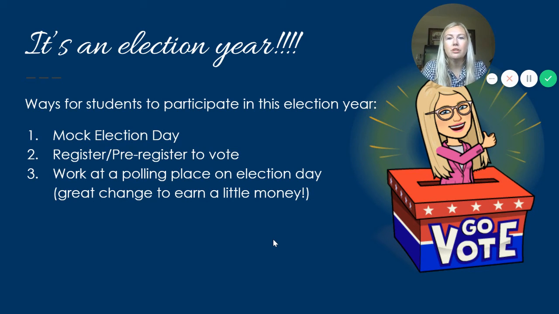Students can also register as well as pre-register. If they're 16 or older, they can pre-register to vote. So once they turn 18, it automatically kicks in. And there's also the opportunity to work at a polling place on election day. This is a great way to earn a little extra money. Usually I think it's about $60 to $100 for the day. If you're interested in that, please reach out to me and I can connect you with the information for how to get your student working at one of the polling places on election day.